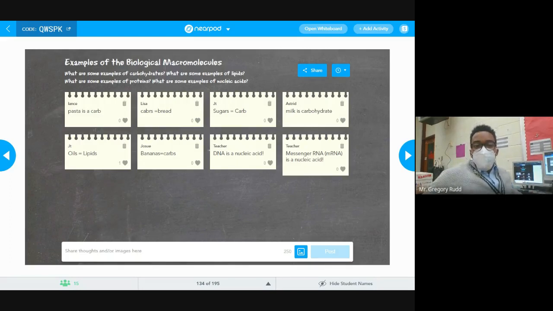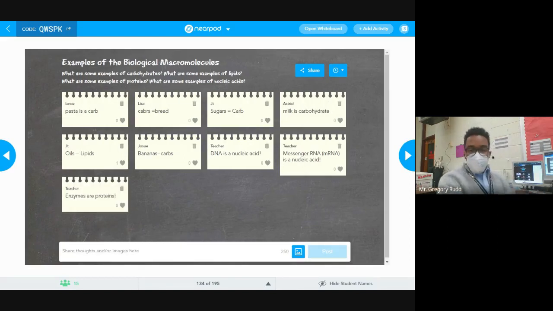What else? Can we think of any others? Here's a protein. Someone said enzymes. Yeah, enzymes.